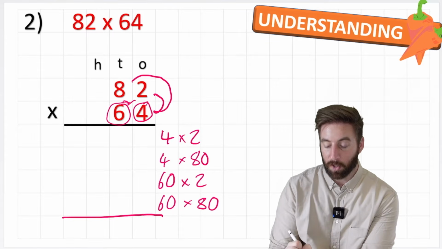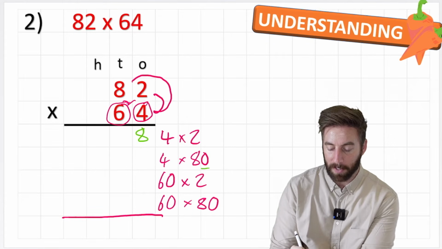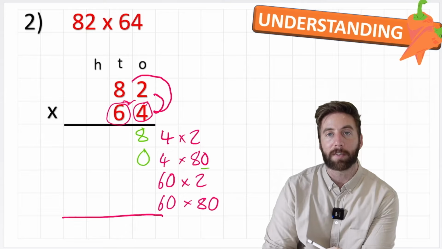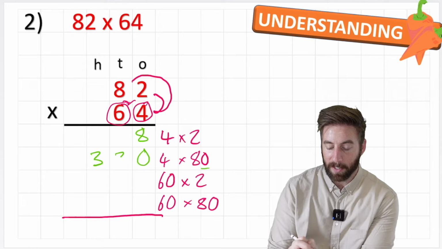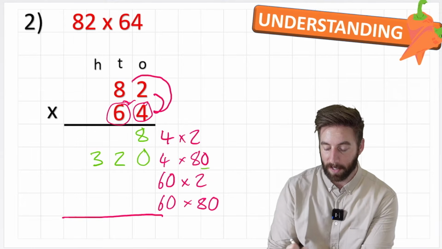Here we go. 4 times 2 is 8. 4 times 80, not sure, so I'm going to use my place value, put my 0 in place. Now I can do 4 times 8. 4 times 8 is 32. Put that in place. So 4 times 80 is actually 320.